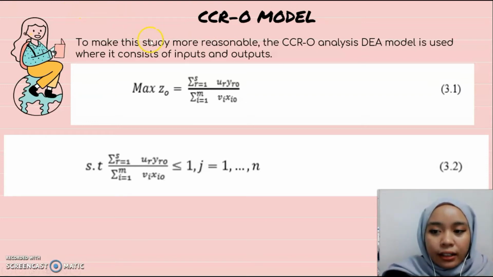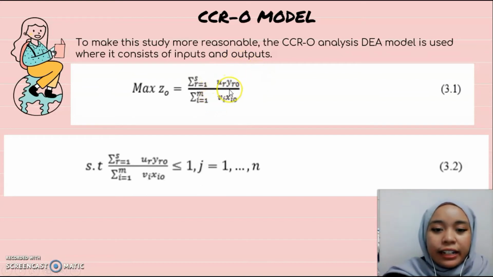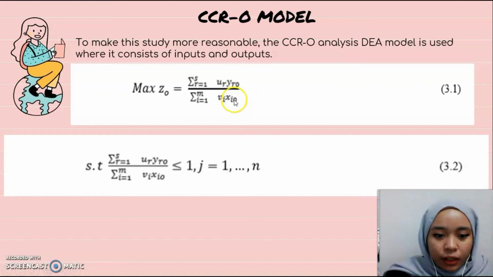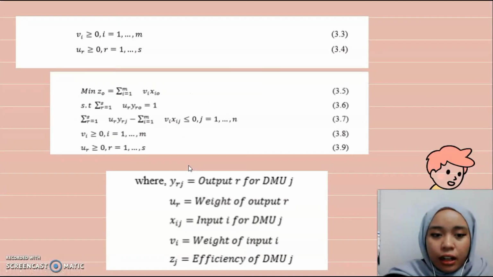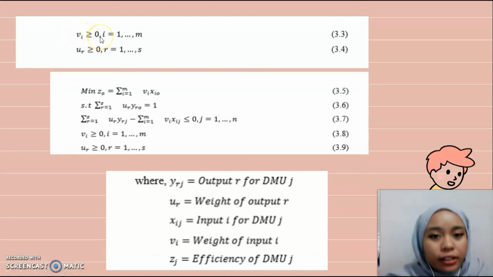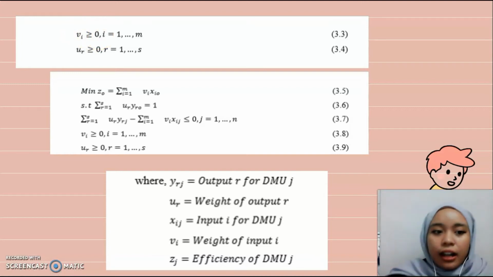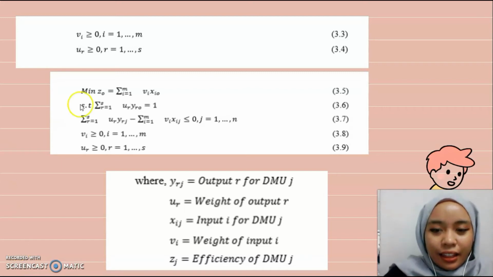Firstly, the first equation you can see here: what they do is that the total of outputs is divided by the total input. If it is less than 1, meaning it's efficient. Same goes to this one: total output, if it is more than 0, meaning that it's efficient, and if it is less, that is not. So these are the equations.